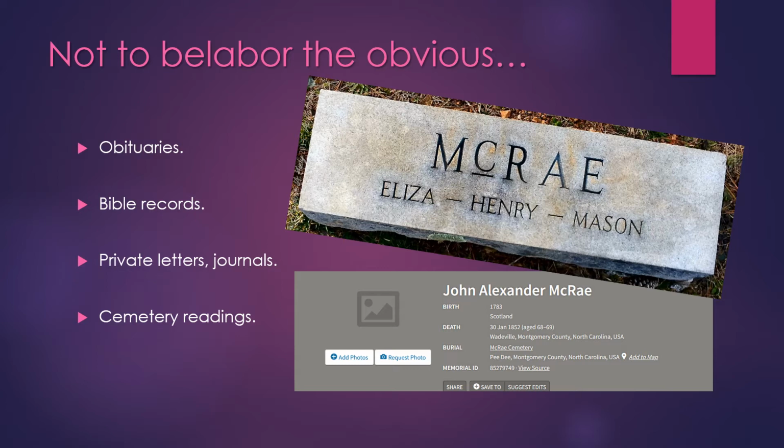And the original stones probably never were there. All these folks died, except for one of them, before 1900. Now, their father and mother also have a stone erected to them with the information you see at the bottom for the father. John Alexander McCrae, born 1783 in Scotland, died the 30th of January 1852. Everything about this record except the name John and the name McCrae is incorrect.